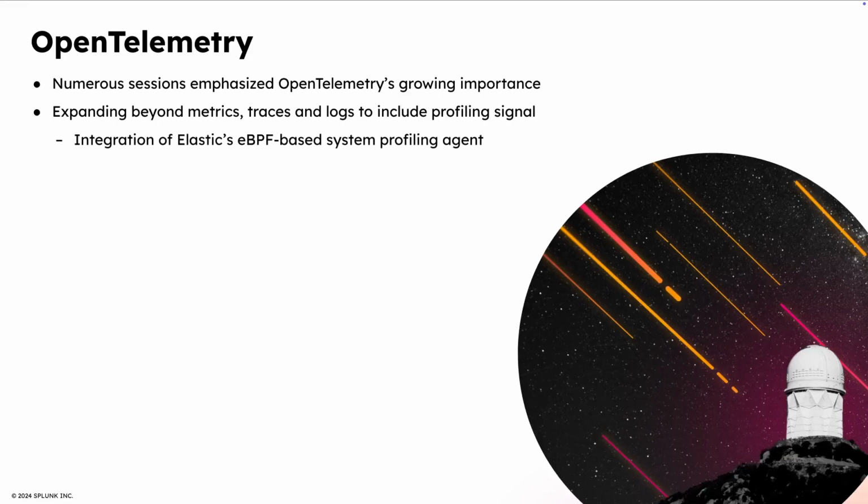And related to the introduction of a profiling signal, Elastic donated their eBPF-based system profiling agent. The profiling agent seamlessly integrates with OpenTelemetry, and it allows organizations to get low-overhead, high-resolution insights into their systems. And a big advantage with OpenTelemetry is its vendor-neutral approach. It enables organizations to adopt a standardized observability solution without being locked into any single vendor, giving them flexibility and control over their telemetry data and tooling.